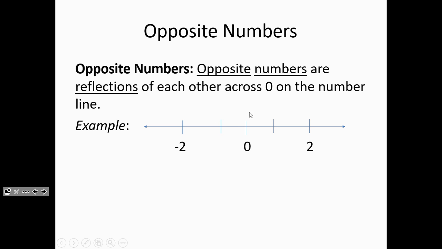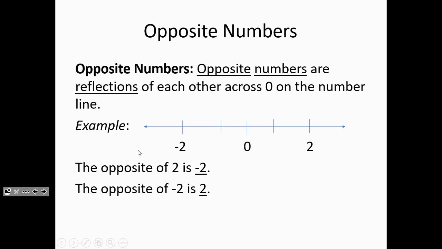It reflects across the 0. If I were to put a line down the middle, and this was a mirror, we would see a reflection, 2 and negative 2. So the opposite of 2 is negative 2. And the opposite of negative 2 is 2. All right? Each is each other's opposite.